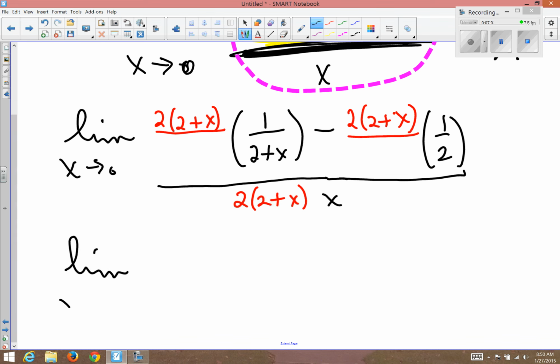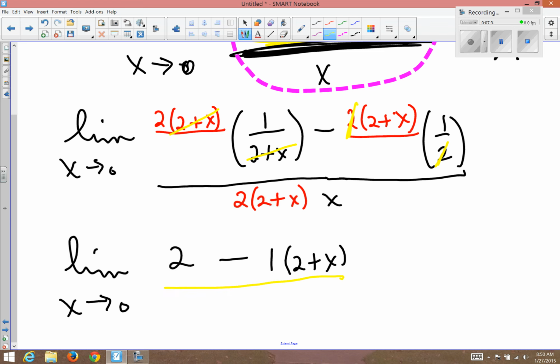Going down limit as x approaches 0. 2 times 2 plus x times 1 over 2 plus x is just 2, because of this happening. The minus 2 times 2 plus x times 1 over 2 is 1 times 2 plus x, because of this. There's still the 1 and the 2 plus x in parentheses, and the minus 1 all over this denominator. We're just going to leave it like that for now. 2 times 2 plus x times x. Just leave it like that. That's important.